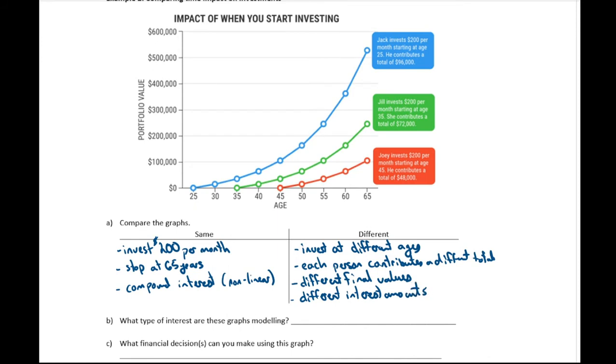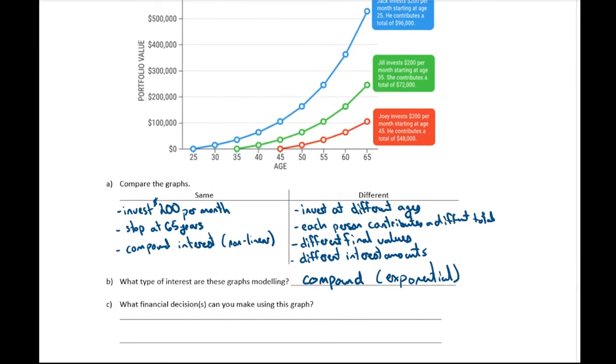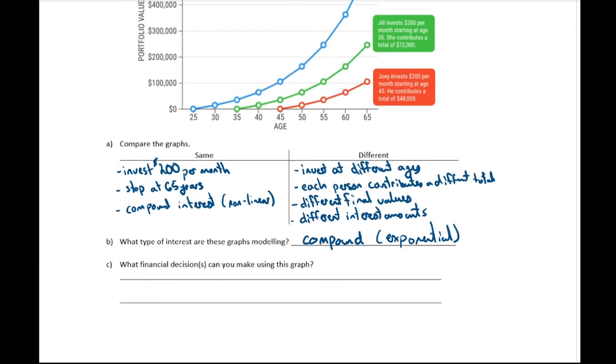So we had a little bit harder here because we had to understand a few things about what was going on, but hopefully you kind of got these two ideas. What types of interest are these graphs modeling? Well, again, we've talked about compound interest because it's nonlinear. We have talked about exponential a little bit, which is a term for some nonlinear graphs that curve or have this curve. What financial decisions can you make using this graph? Well, based off of it, again, the main one that we've talked about before, invest with compound interest.